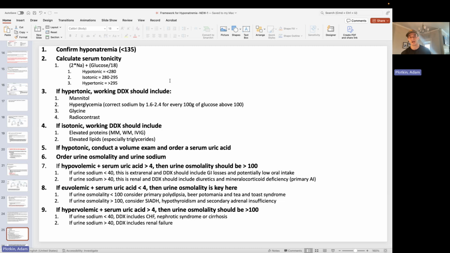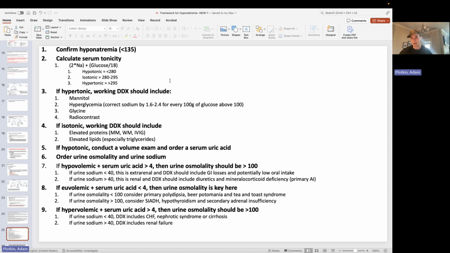If it's hypertonic, your working differential should be mannitol, hyperglycemia, glycine, or radioiodine contrast. Get the patient's history, right? Get a blood glucose level. We can see right off the bat there. Remember, if it's hyperglycemia, for every 100 grams of glucose above 100, we add 1.6 to 2.4 to our serum sodium. So 2 is right in the middle of that.